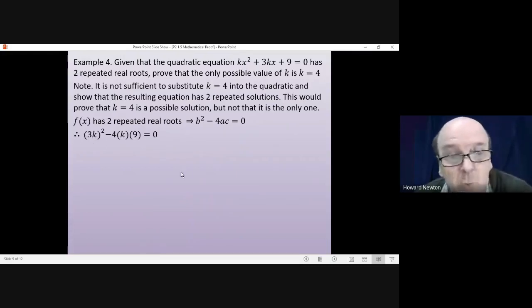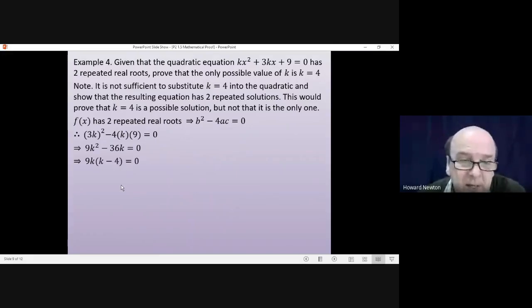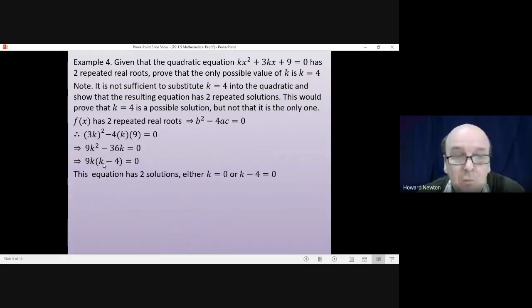So I get a quadratic in k. If I multiply that out, that gives me 9k squared minus 36k equals 0. I can factorize, taking out 9k, which gives me 9k times (k minus 4) equals 0. Then when I solve that, there are 2 possibilities. Either 9k equals 0, which means k is 0, or k minus 4 equals 0. So either k equals 0 or k equals 4.